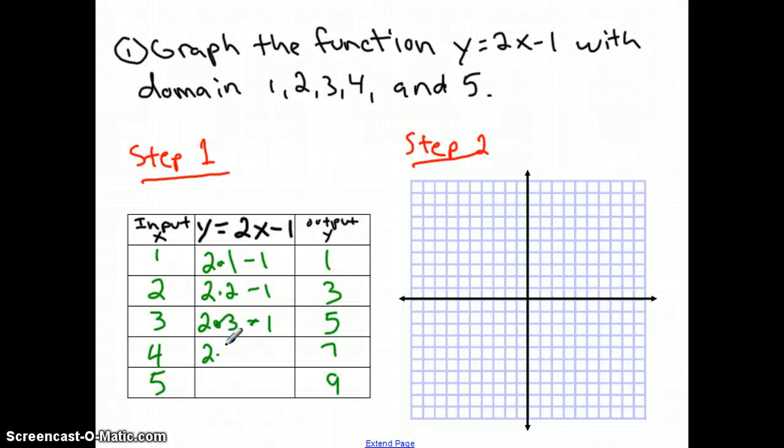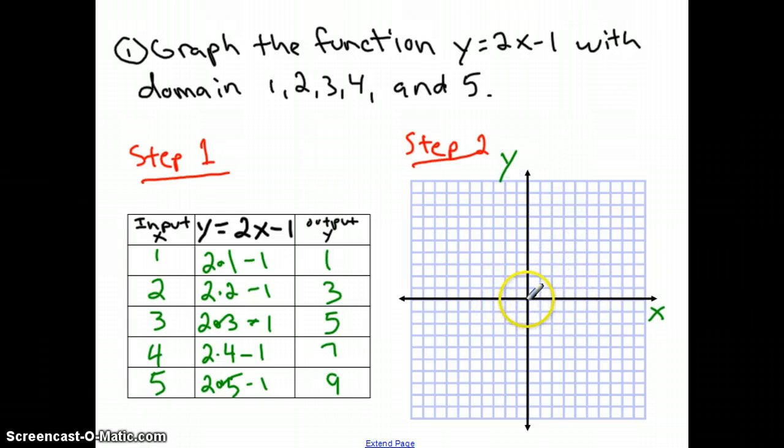Just to check this, 2 times 4 is 8. 8 minus 1 is 7. And 2 times 5 is 10. 10 minus 1 is 9. So yeah, that was the pattern. So once we get this information organized in a table, we could take those values and graph it on a coordinate plane. So there's the x and there's the y.